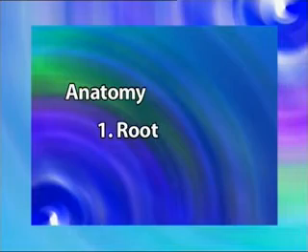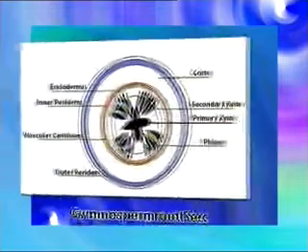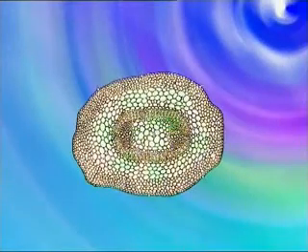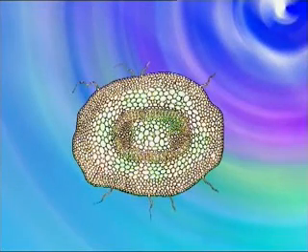First, anatomy of root. The anatomy of root shows the usual gymnospermous structure. It consists of epiblema, cortex, endodermis, pericycle, and the diarch vascular region. The epiblema is a single layer of cells. Some cells of it elongate to form root hairs.